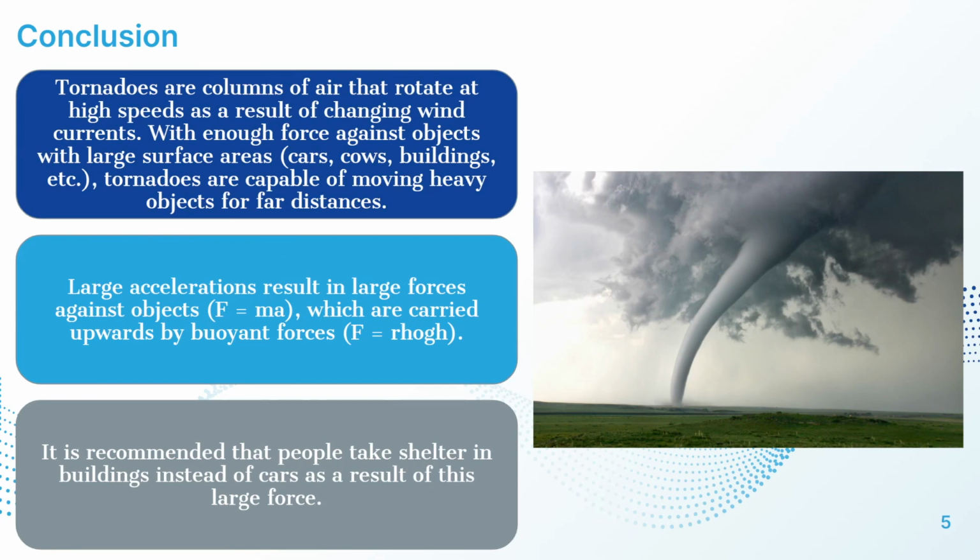The large acceleration of the wind speeds in the tornado will result in a large force, F equals ma, and then that said force will carry the object upwards due to the buoyant force, which is F equals rho gh. And it is recommended that people take shelter in buildings instead of cars as a result of this larger force.